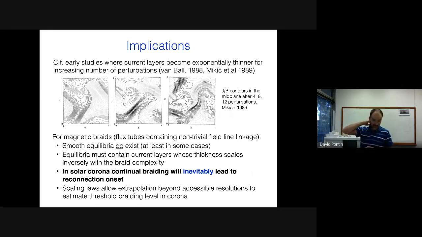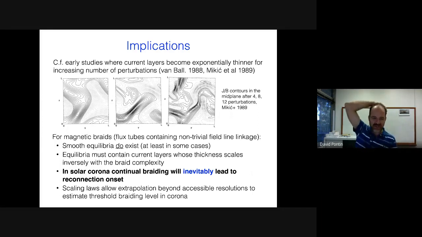So what do we conclude from all this? We conclude that for braided magnetic fields, as in Parker's scenario, we do have smooth equilibria, at least in the cases that have been so far looked at. But that these equilibria have to contain current layers whose thickness scales inversely with the braiding complexity. And so as a result, although this is not consistent with the stronger forms of Parker's hypothesis, it is consistent with the weaker form.